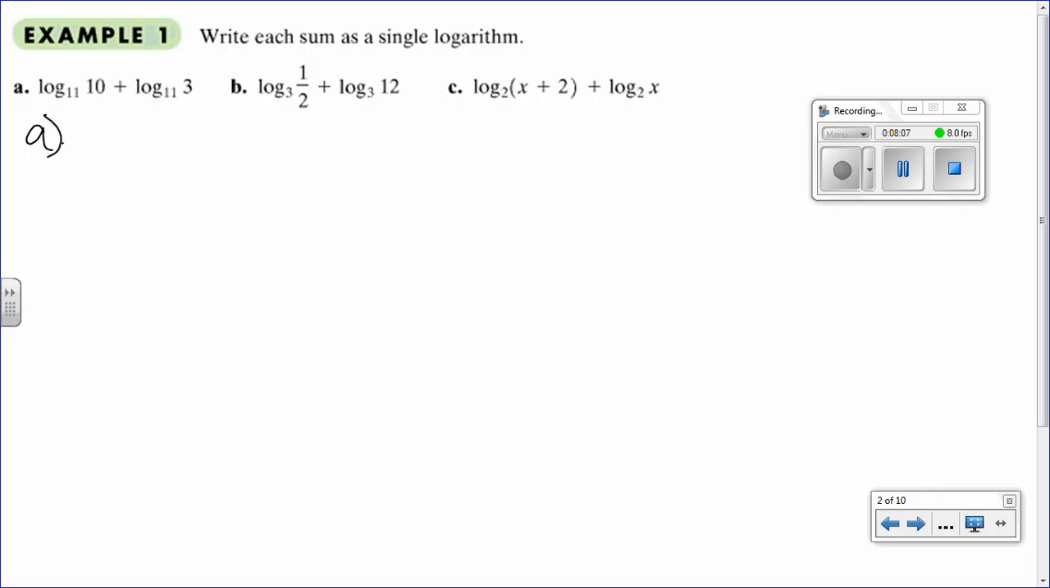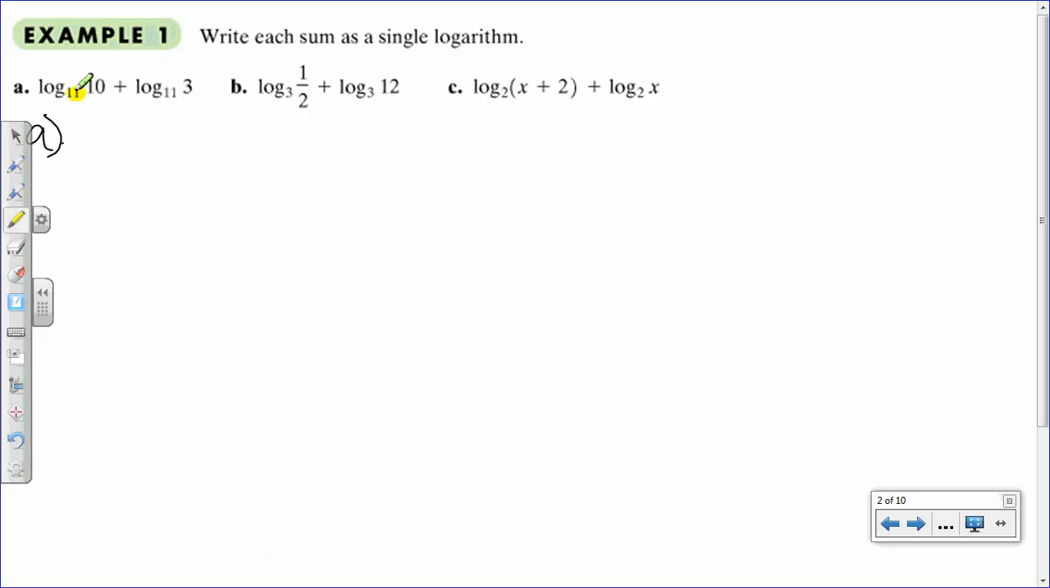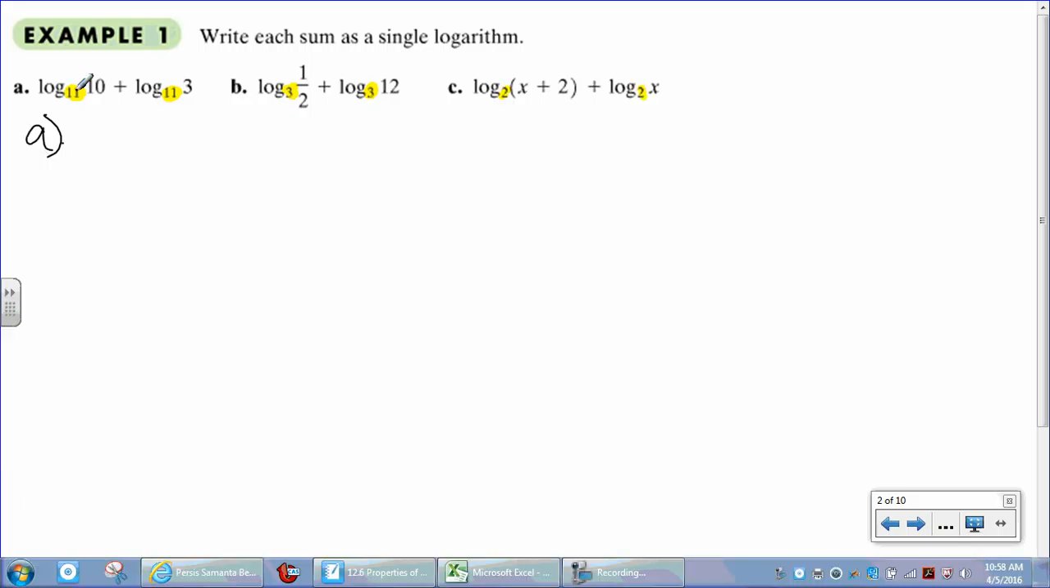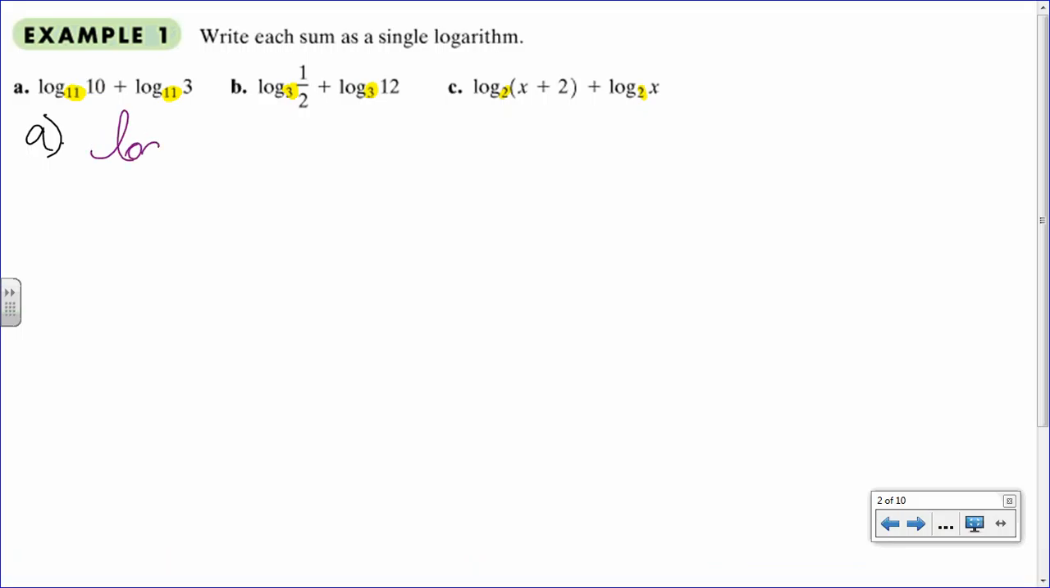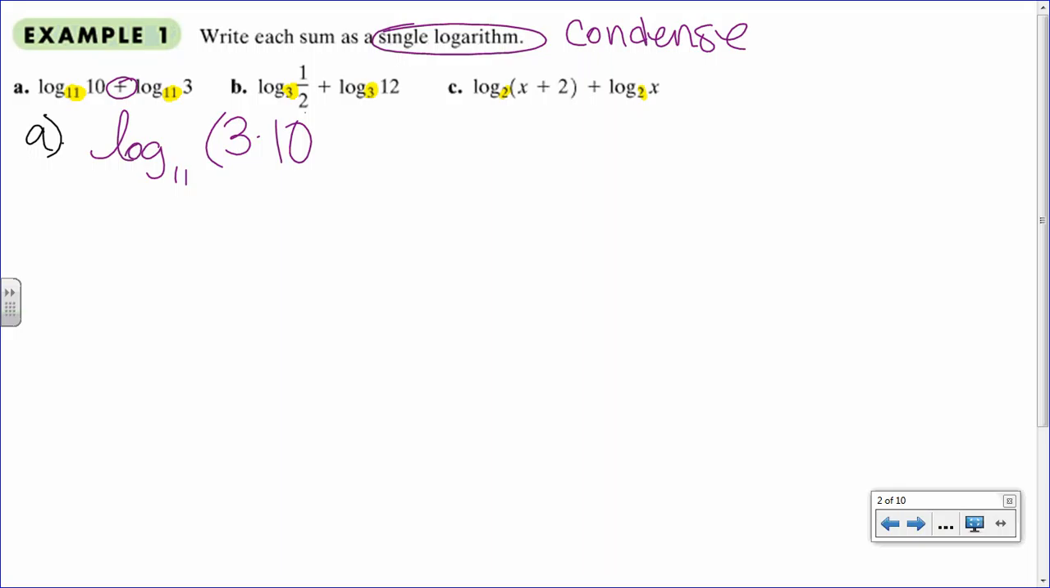Now, one condition to be able to use the product property is that the base has to be the same. So here we have base 11, base 3, base 3, base 2, base 2. So let's see, for my first one, it will be log base 11. And since we have here the sum of two logs, we can condense them. That's what it means to write as a single logarithm. So we could condense them as the log of a product, 3 times 10, and yes, of course, we multiply it. So that will be the log base 11 of 30.